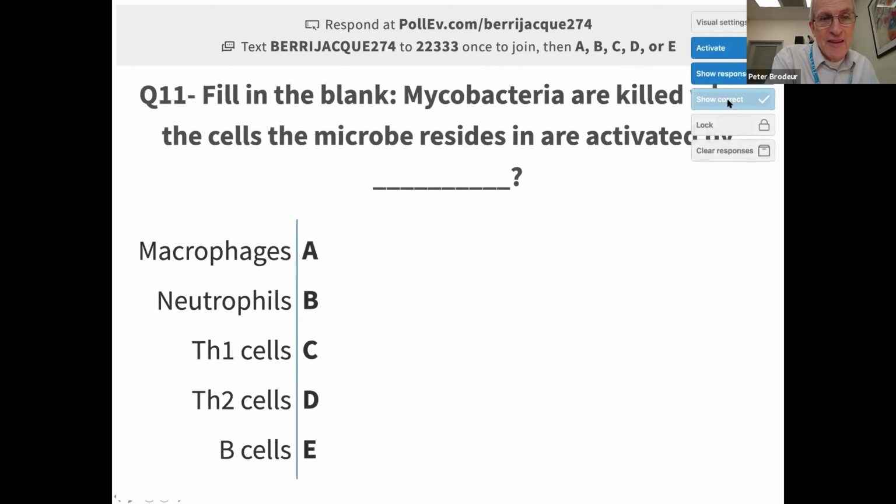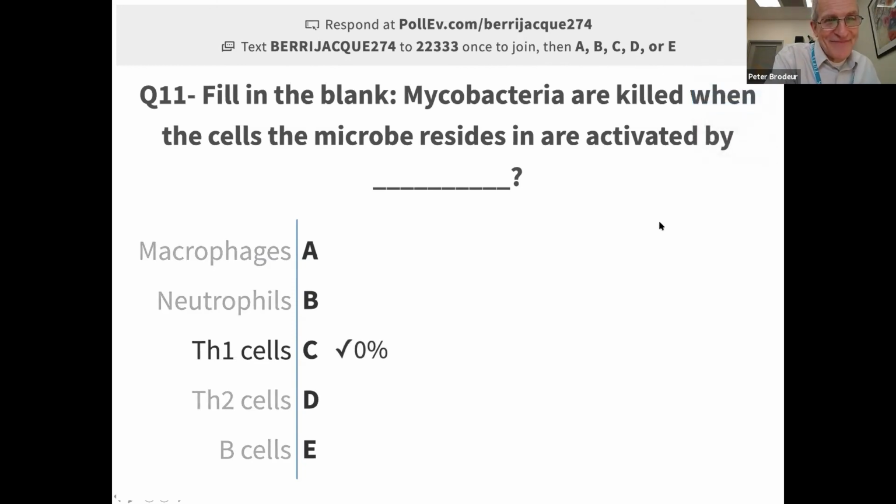And the answer is, okay, it's Th1 cells. No one got it right because you weren't here, but you all hopefully would have gotten it correct. And we'll show in the next slide, the Th1 cells are going to activate macrophages. And the macrophages, you recall from the case, are the cells that are actually harboring the proliferating infection, the mycobacterium.